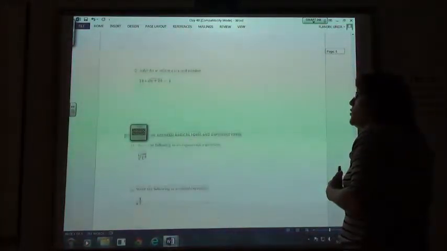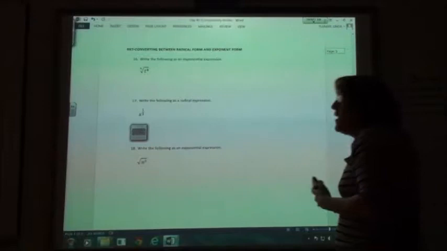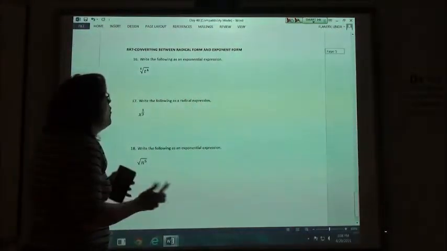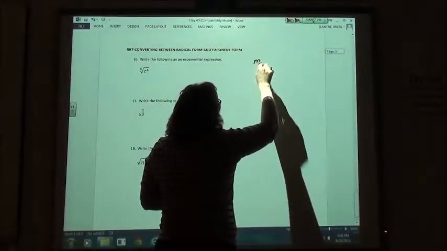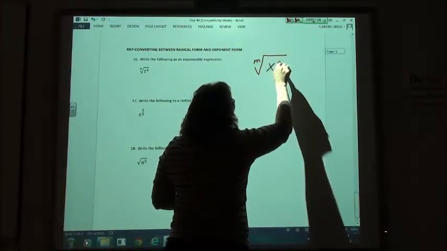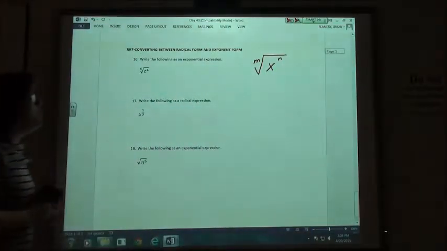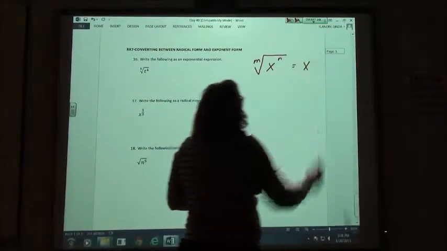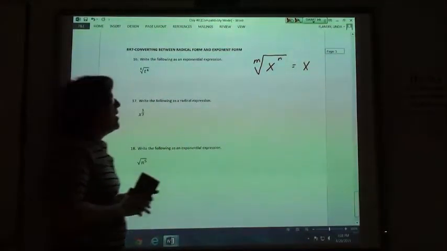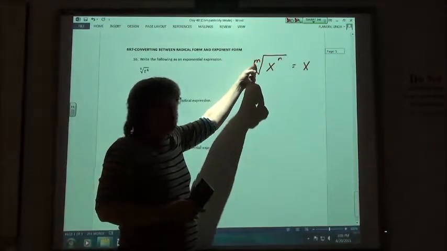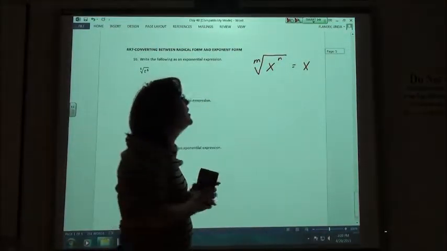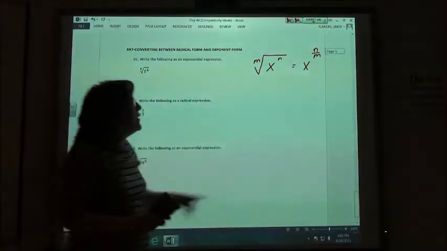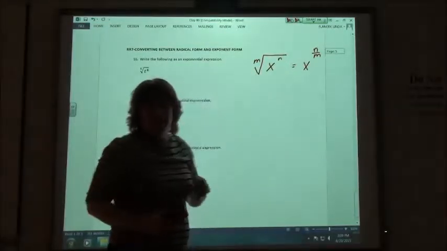Last three things on your pie chart are converting between radical form and exponential form. So, radical form. If I have my index, I'm going to say m to the x to the nth power. That would be radical form. In exponential form, I'm going to write my exponent as a fraction. The index to the radical is the denominator of your fraction. So this would be n over m. Notice where those went. This one on top, this one on bottom.